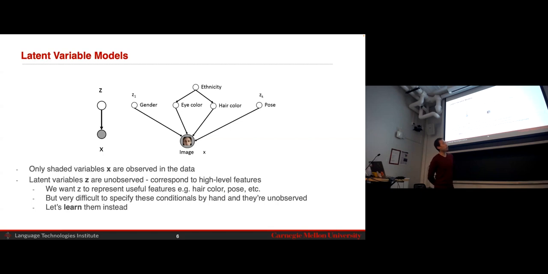So typically, these latent variable models look like this, right? There are some latent variables. We call them latent because they're unobserved. You typically don't have annotations for them. You have to learn them from your data. But X is observed. Your natural data is observed. And you have a process that takes in some Z, which is much smaller dimensional, and using that to generate X. For example, here, gender, eye color, hair color, pose together are four latent variables that you might use to generate images of faces.